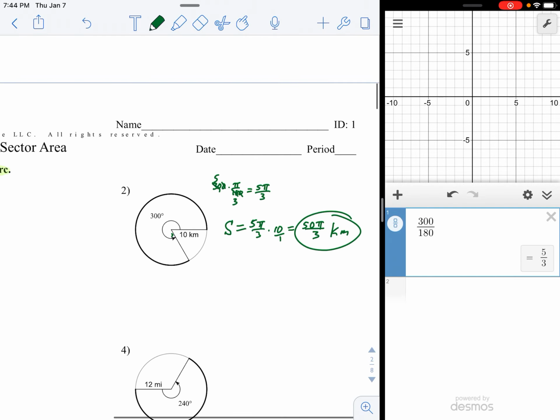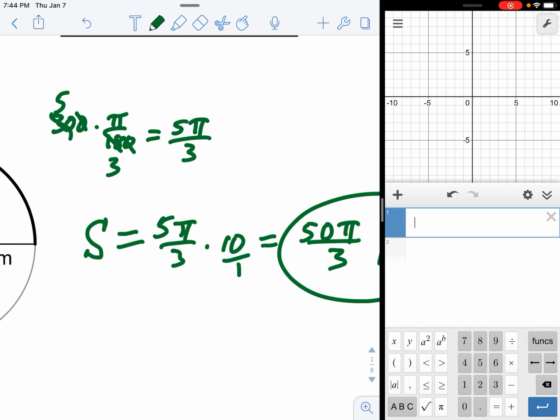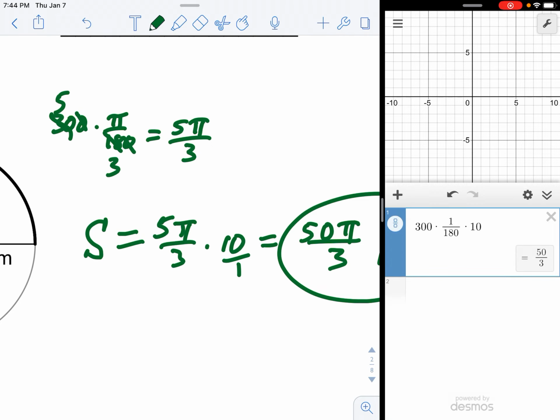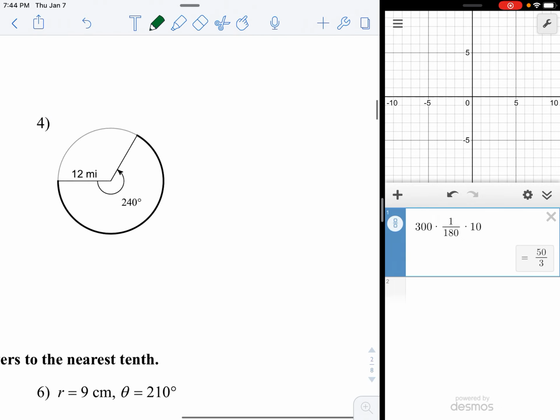What I probably could have done is I could have done this all on the calculator except for the pi part. So what was it? 300 times, instead of pi over 180, do 1 over 180, and then times 10, and hit the fraction button, you get 50 over 3, and then put pi up there with a 50, because of the whole radian thing, and then we would have gotten the same answer. So this is pretty easy, straightforward math.